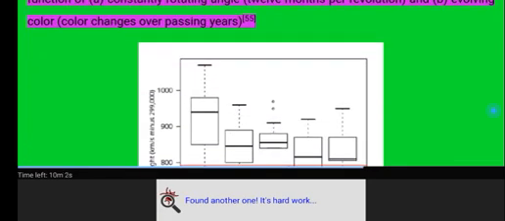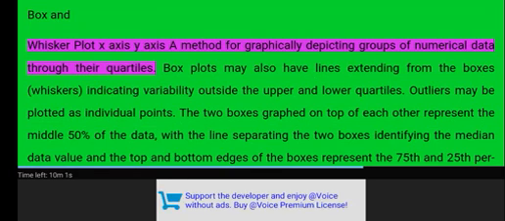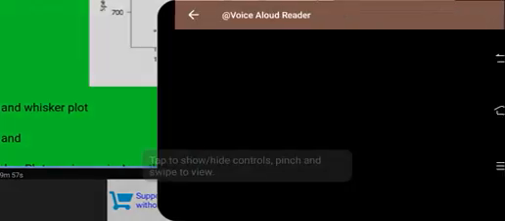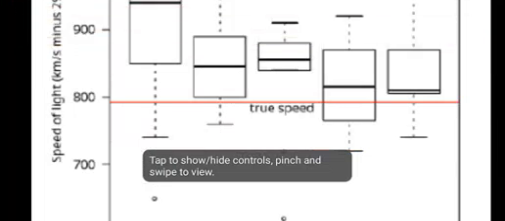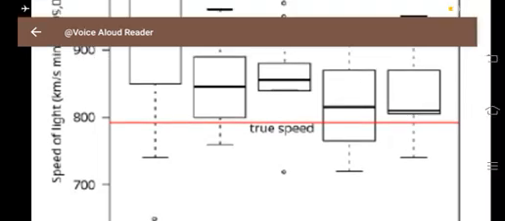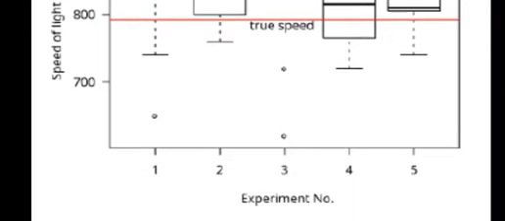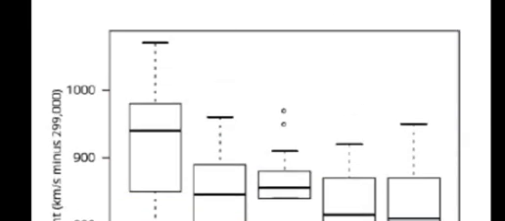Box and whisker plot. X-axis, y-axis. A method for graphically depicting groups of numerical data through their quartiles. Box plots may also have lines extending from the box's whiskers, indicating variability outside the upper and lower quartiles. Outliers may be plotted as individual points. The two boxes graphed on top of each other represent the middle 50% of the data, with the line separating the two boxes identifying the median data value, and the top and bottom edges of the boxes represent the 75th and 25th percentile data points respectively.